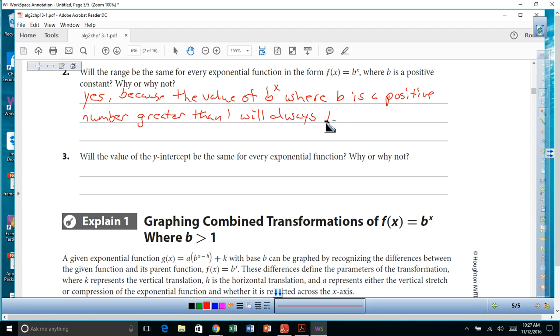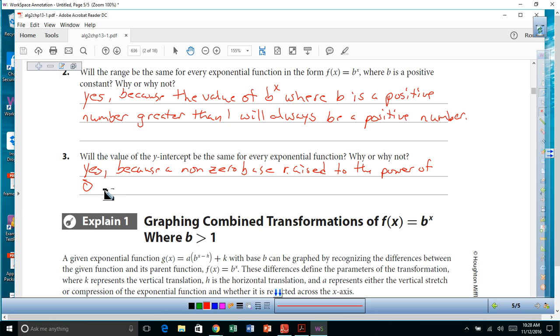Will always be a positive number. Will the value of the y-intercept be the same for every exponential function, y or y not? Yes. Because a non-zero base raised to the power of 0 is always equal to 1.